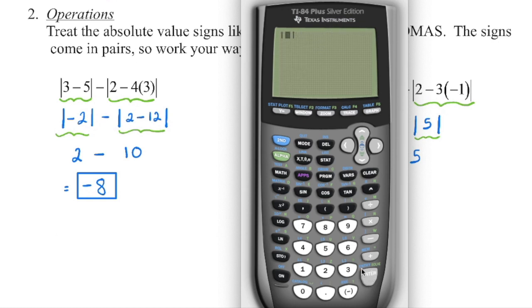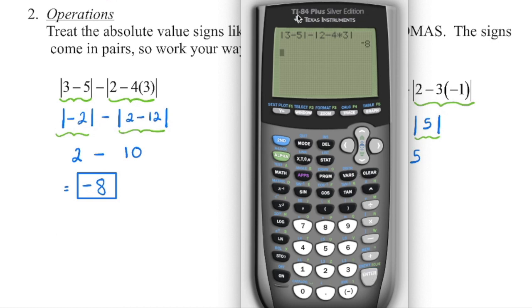So if we press enter, we can type in 3 minus 5, and then you're going to right arrow out of that, and then minus math, and again, arrow over to the number menu. Number 1 is absolute value. And then we can go 2 minus, and then 4 times 3, or you can enter it directly with the brackets. And then if we press enter, we can verify our answer.